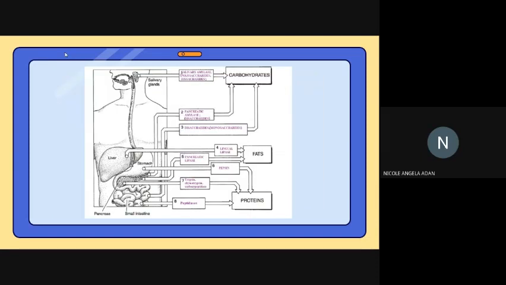For number two, for salivary glands, we have the salivary amylase. For number two, we have pancreatic amylase. For number three, we have disaccharides. For number four, we have lingual lipase. Number five, we have the pancreatic lipase. Number six, pepsin, which breaks down protein. Number seven, trypsin, chymotrypsin, and carboxypeptidase. And for number eight, we have peptidases.